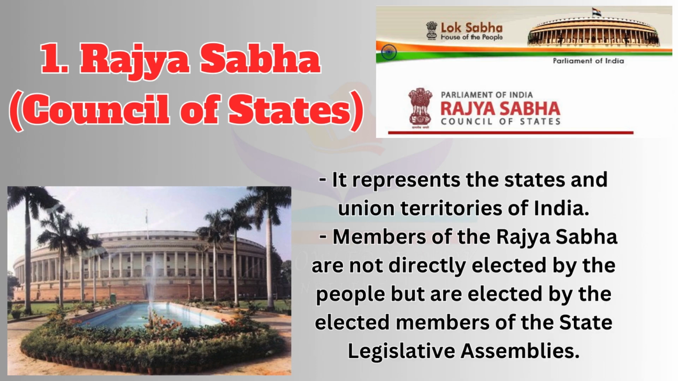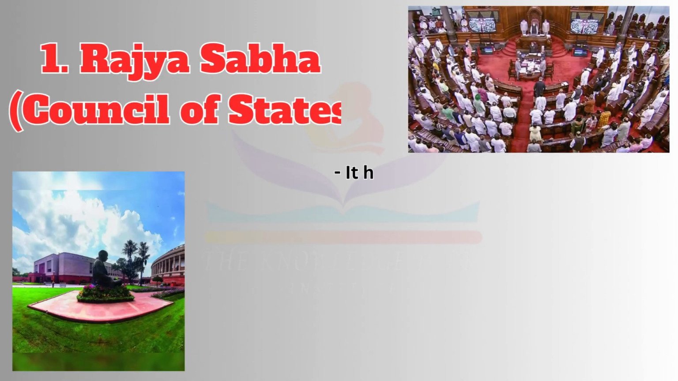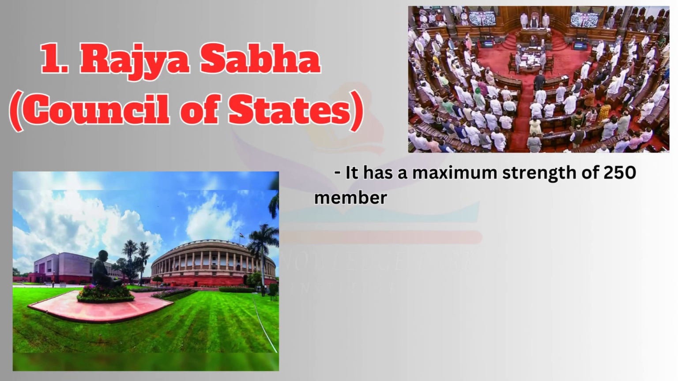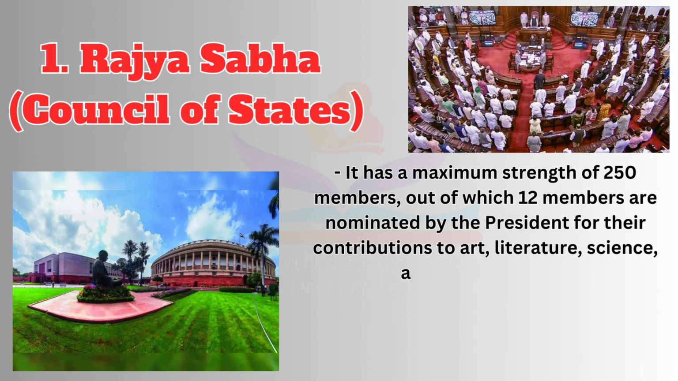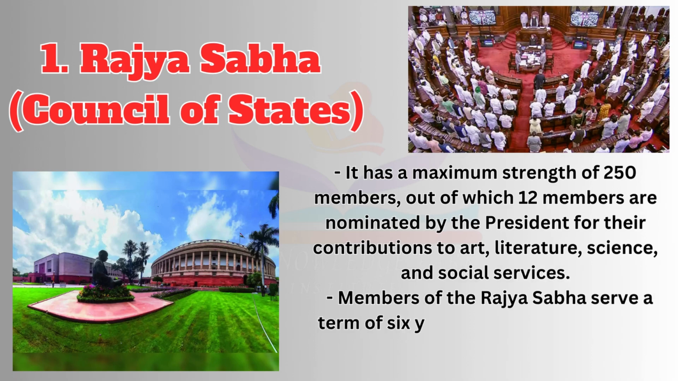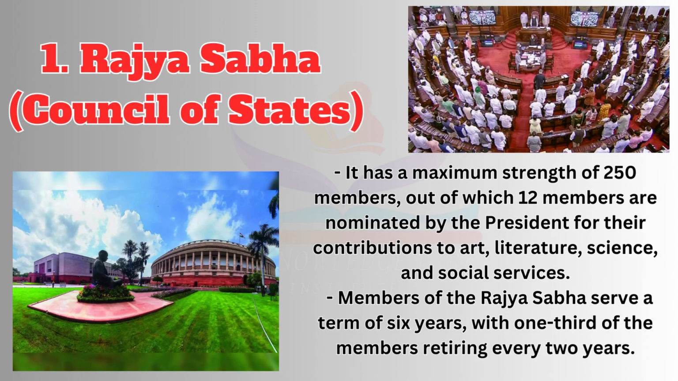the State Legislative Assemblies. It has a maximum strength of 250 members, out of which 12 members are nominated by the President for their contributions to art, literature, science, and social services. Members of the Rajya Sabha serve a term of 6 years, with 1/3 of the members retiring every 2 years.